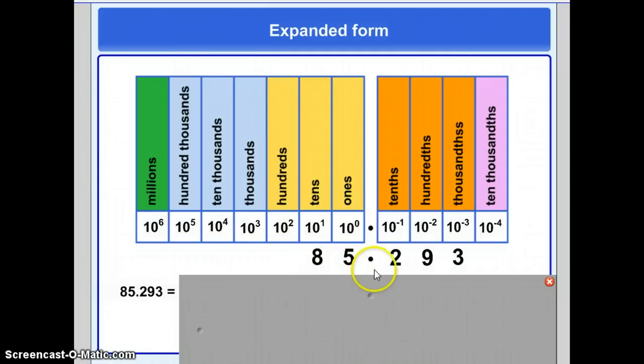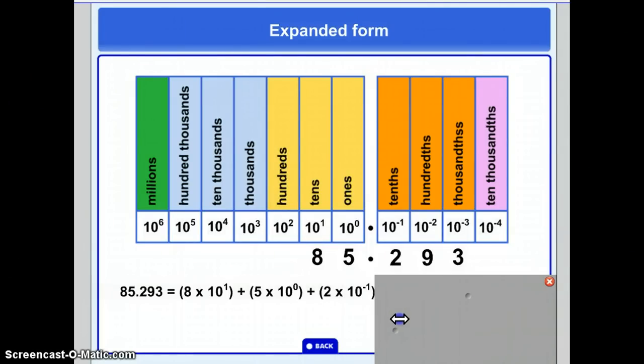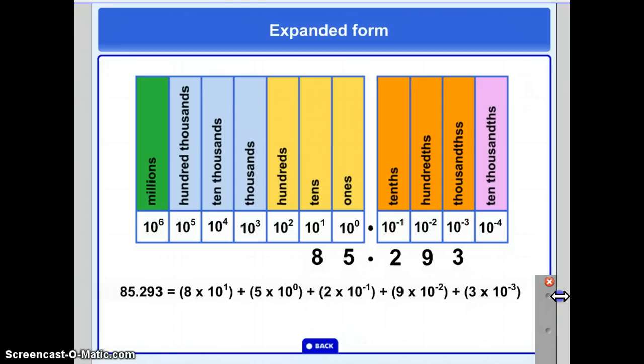Here we have 85 and 293 thousandths. So here we would take our 8. We're going to multiply it by 10 to the first because the 8 is in the tens place. Our 5, I bet you've already guessed it, we will multiply it by 10 to the 0 power. Moving on, we're going to take the 2 and multiply it by 10 to the negative first, 9 times 10 to the negative 2 power, and 3 times 10 to the negative third power, or cubed, you might say.